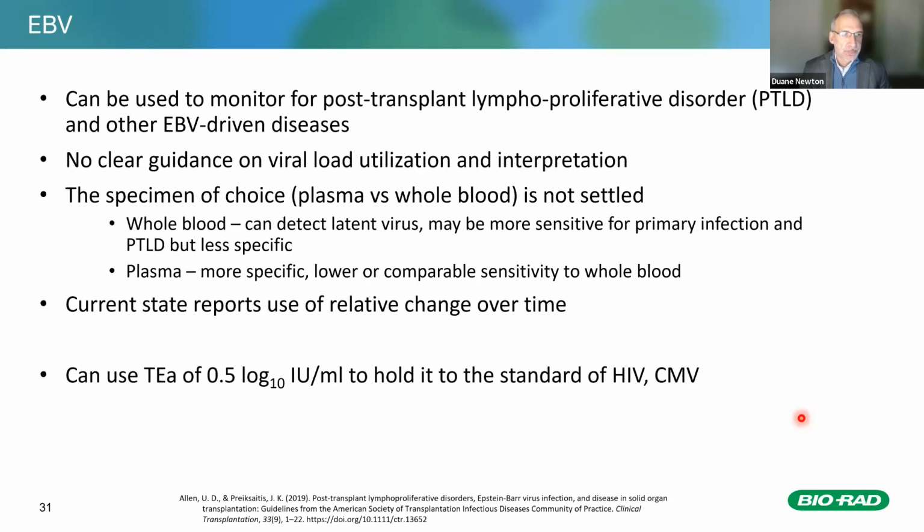EBV, there's even less information. So as you know, EBV can be used to monitor viral loads for post-transplant lymphoproliferative disorder and other EBV-driven diseases, but there's no clear guidance on how it's utilized and how it's interpreted. There's also different information and different practice as far as utilization, as far as specimens of choice, whether it's plasma or viral load, and that can result in differences in values that are obtained from different assays within patient and also between laboratories. The current state that's utilized is reporting the use of relative change over time, but there aren't any clinical criteria for how much of a change needs to be considered significant. So for purposes of this study, we chose to use 0.5 log to hold it to the same standard and see how our EBV assay performed in that context.